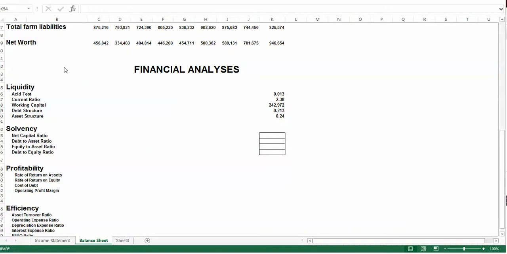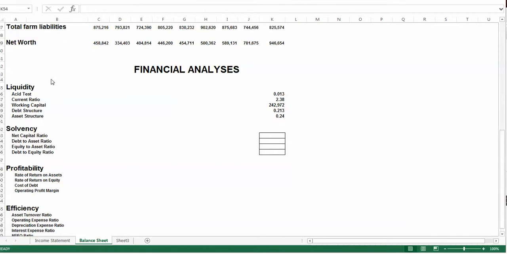In this video, we're going to discuss two of the solvency ratios. Now remember, the term solvency simply means the ability of the farm business to use its assets to pay off all of its debts, whereas liquidity was a measure of short-term assets and short-term liabilities. Solvency is a measure of overall assets and overall debt or liabilities.